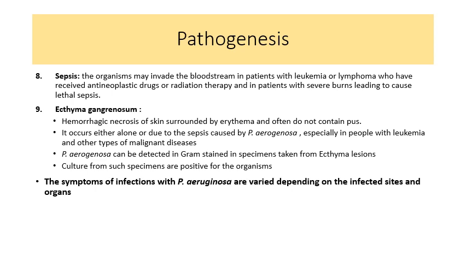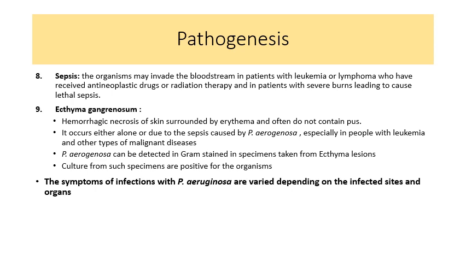Another infection is ecthyma gangrenosum, which is a hemorrhagic necrosis of skin surrounded by erythema and often does not contain pus. This infection occurs either alone without any previous infection, or due to the sepsis caused by Pseudomonas aeruginosa, and this happens particularly in people who are suffering from leukemia and other malignant diseases.